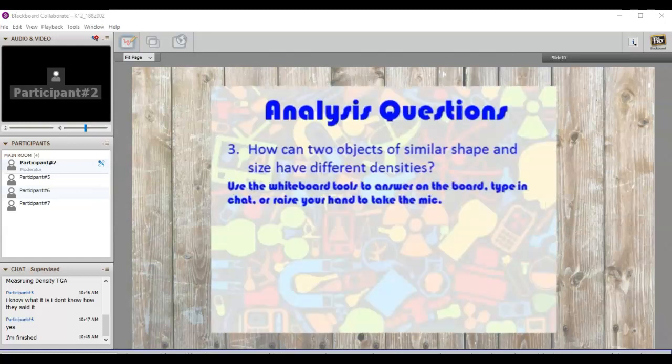Number 3 says, how can 2 objects of similar shape and size have different densities? So what we saw from our quarter, penny, dime example is they displaced about the same amount of water, okay, but what was the main thing that we saw that was different with them, even though it wasn't much? Any one word pop out to you? Think back to the data table. We filled in 3 parts.